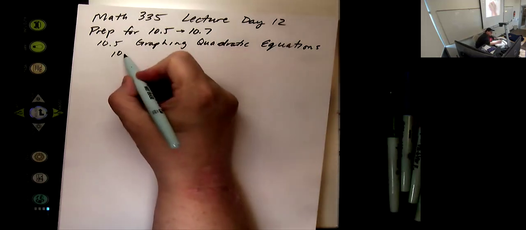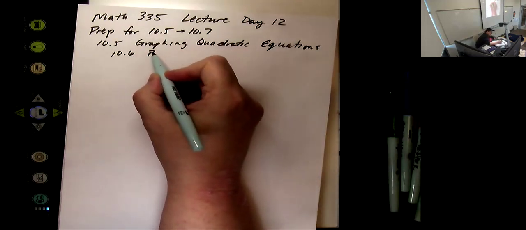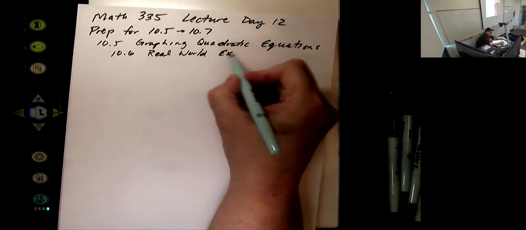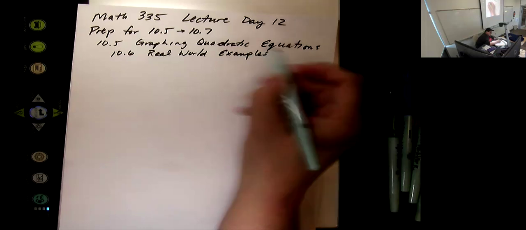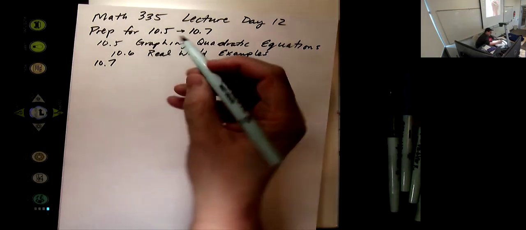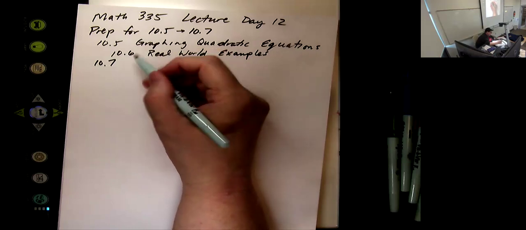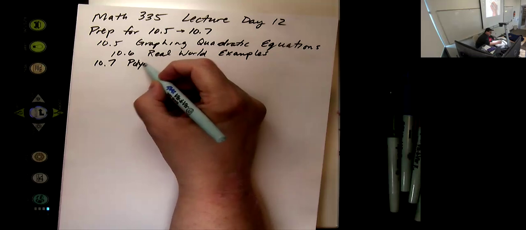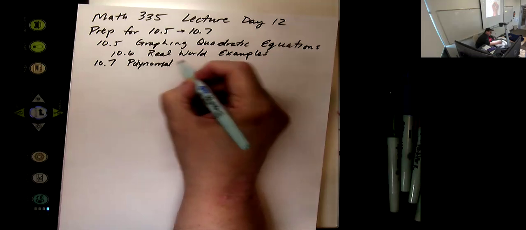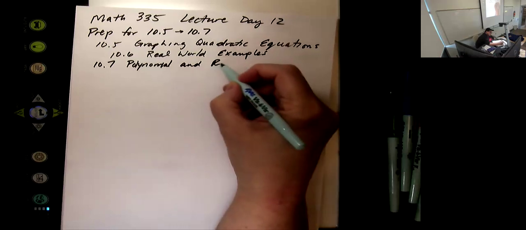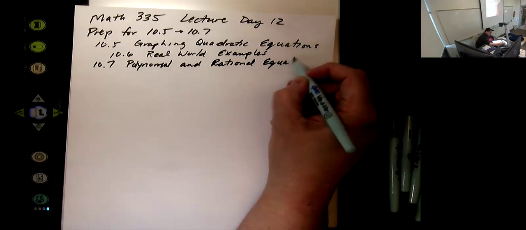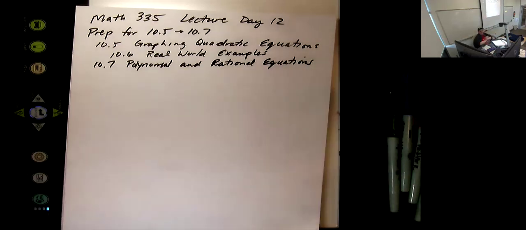10.6 has some problems, like real world examples. We're going to do a couple real quick. Doing a whole section on it is kind of a lot of time, but we'll take a look at it in the main class. And 10.7 has polynomial and rational inequalities. We're not going to do a lot of graphing, but we'll look at graphs of them using Desmos when we do 10.7. But in here, we're going to touch on the skills that we need in there.